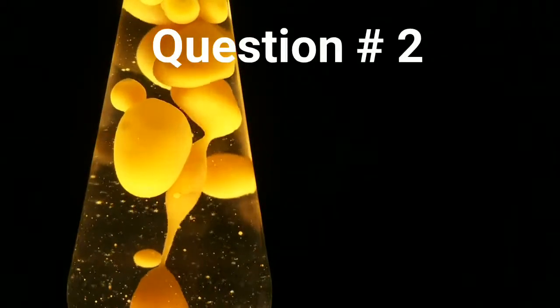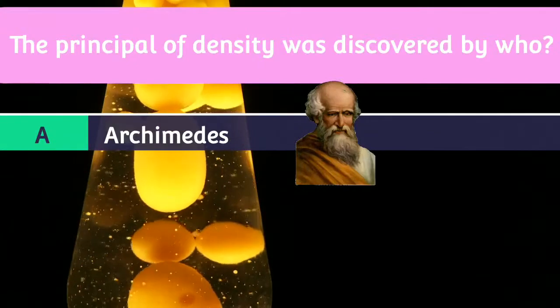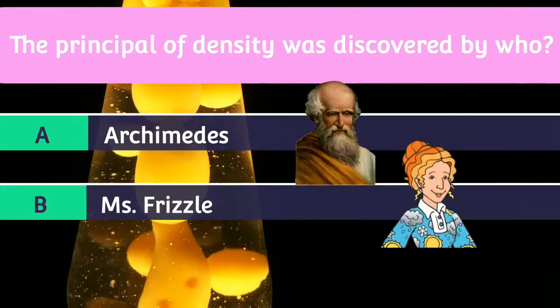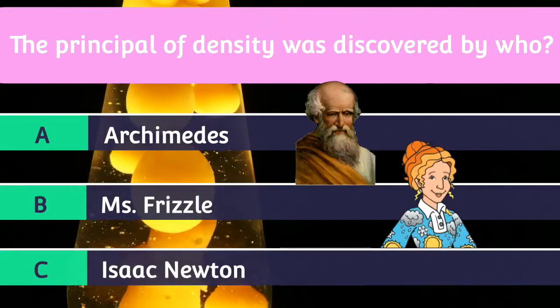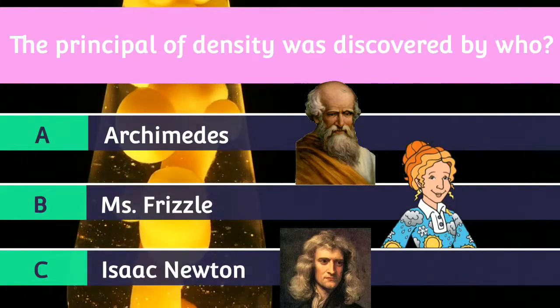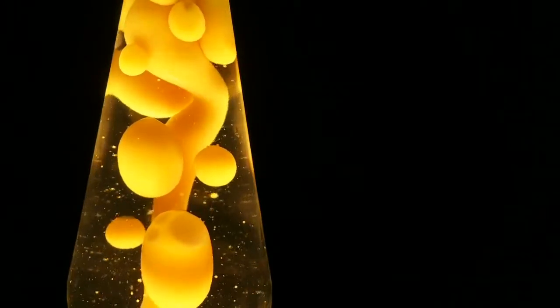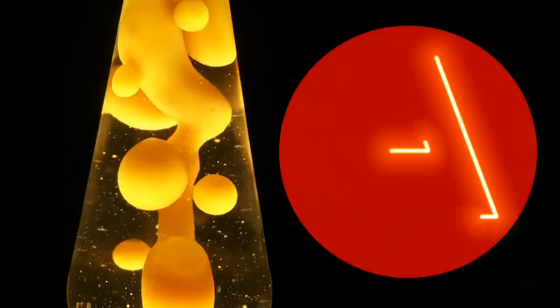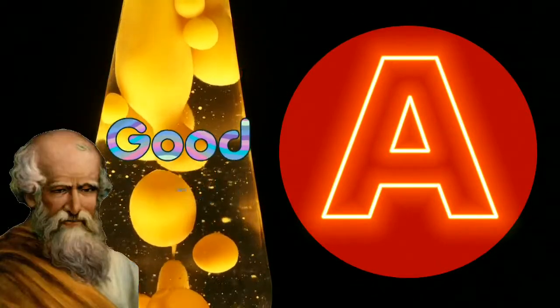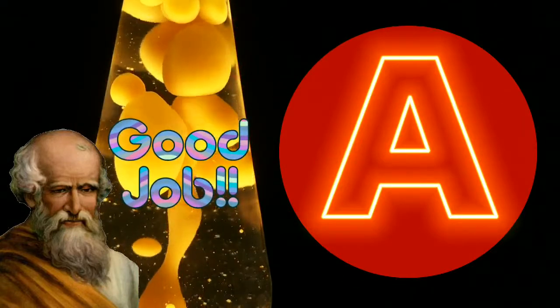The principle of density was discovered by who? A, Archimedes, B, Miss Frizzle, or C, Isaac Newton? If you picked A, Archimedes, you are correct. Archimedes was a Greek mathematician who lived around 250 BC.